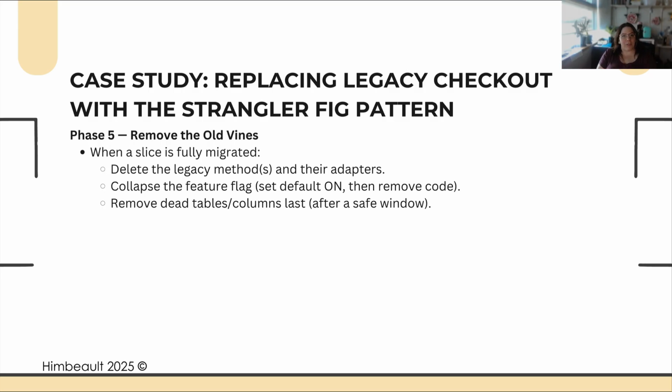Phase 5 is removing those old vines. Once that slice is totally integrated, right, we let it sit for a little while. We know the feature flag works as always on. Let's delete those legacy methods and let's get rid of their adapters. We can collapse the feature flags now, right? We can basically set the default to always be on and then remove all of that extra old code, remove any dead tables or columns that we're not using anymore. And again, whatever a safe window here, whatever that might be, is sort of dependent on the system and who's doing what. But that's usually defined by somebody other than you as the developer.